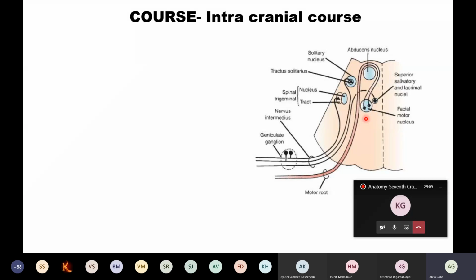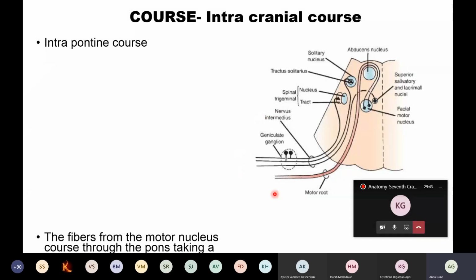So now as we all know, it arises from the pons. So we have to know the intracranial course first, that is intrapontine course it is known as. If we have taken the section, or we have seen the cross section of the lower pons, where the motor nucleus of the facial nerve is situated, then is the superior salivatory nucleus. Just in front we had the abducent nucleus situated, and the upper end of the tractus solitarius was present, and this is the spinal nucleus of the trigeminal and the spinal tract of the trigeminal nerve.